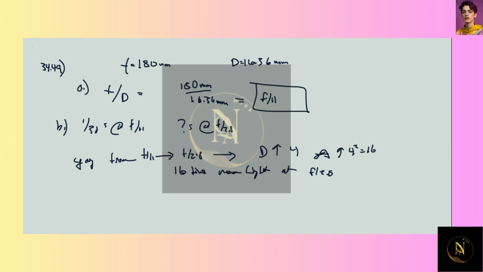So we have 16 times more light at F2.8, and we want the light to remain the same over the whole exposure. So if we have 16 times more light, then we need 16 times less exposure. If we start out with 1/30th of a second, we divide that by 16. This becomes 1/480th of a second, or also 2.1 milliseconds. So that's what the exposure should be.